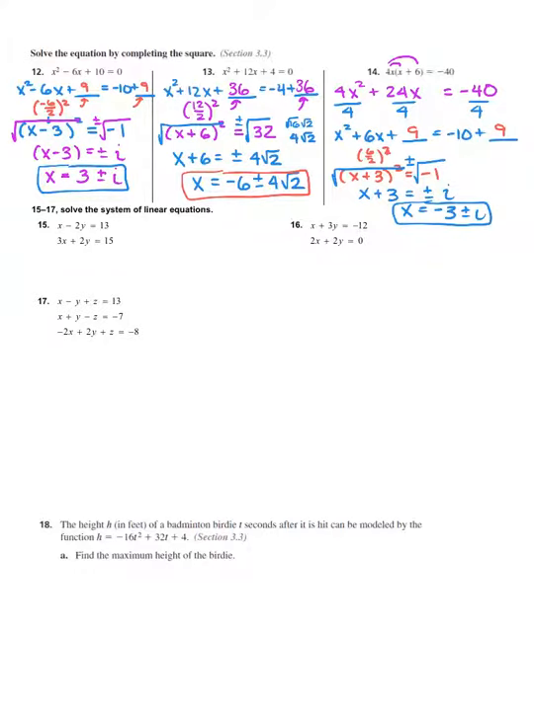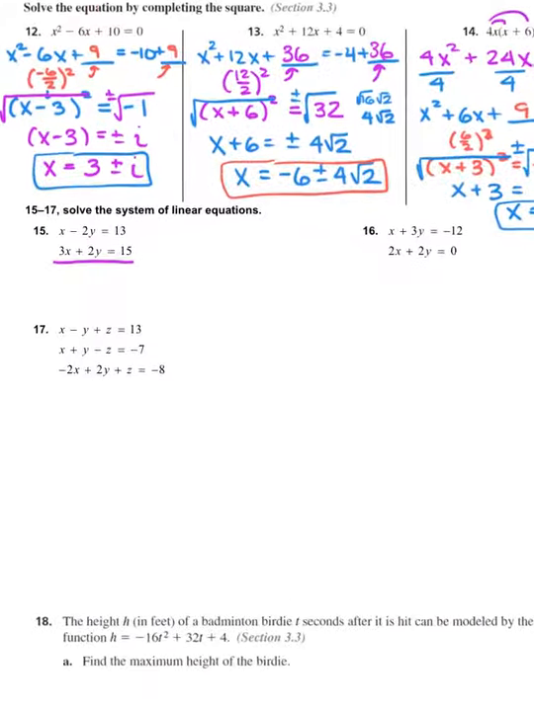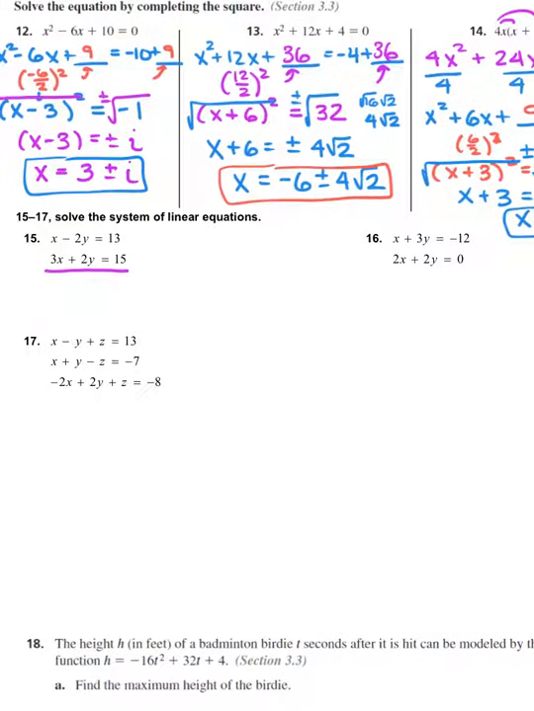So on 15, notice I'm all ready to just go ahead and add these 2 equations together because my y's will automatically cancel. So that's 4x equals 28. So right off the bat, we get x equals 7. We hold on to that. We have to plug it back in. I'm going to plug it in here.